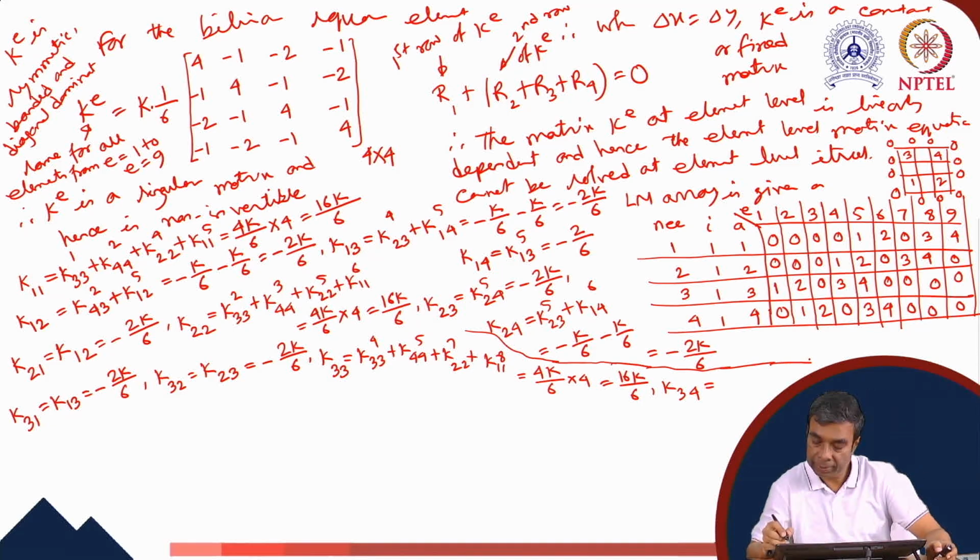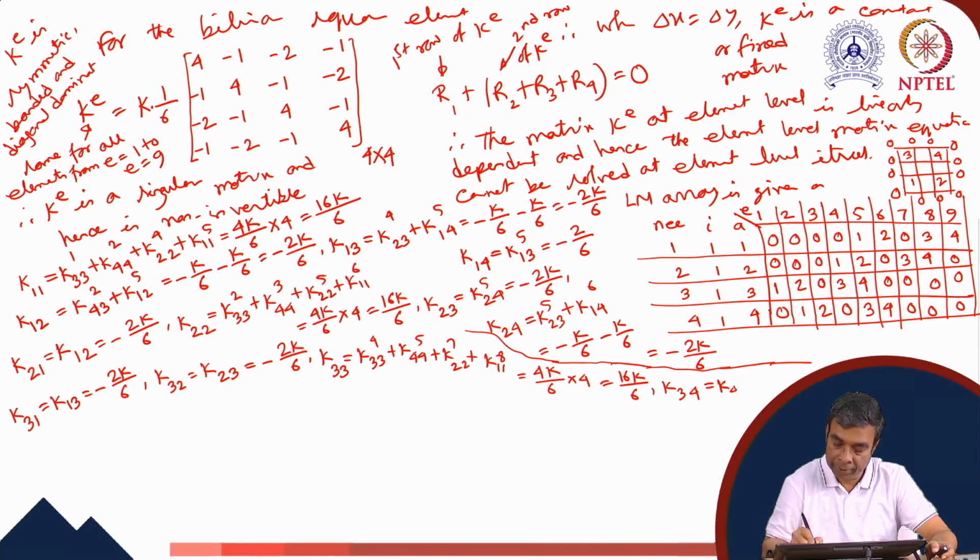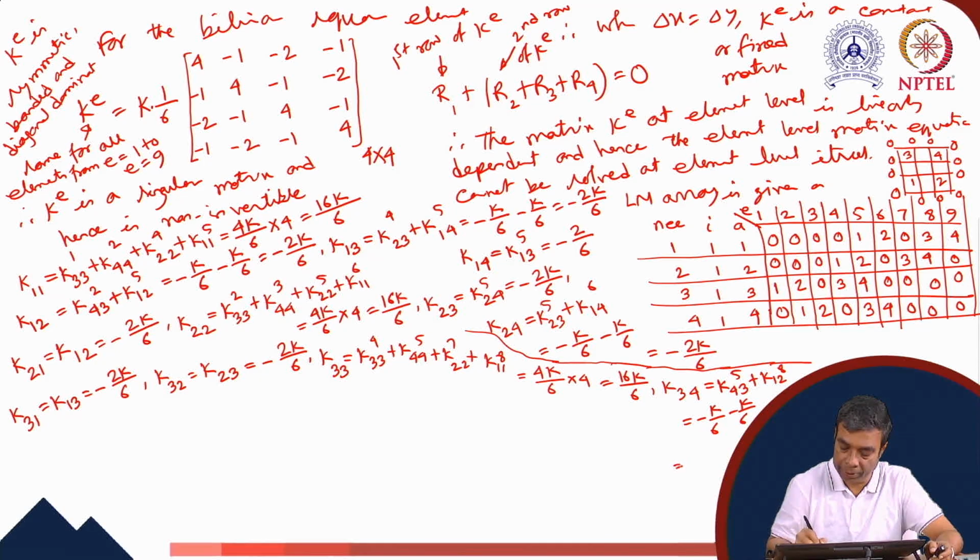K34, we can see that it is present in elements 5 and 8. For element 5, it is K^5_43, plus K^8_12. K^5_43 is minus K by 6, and K^8_12 is also minus K by 6. So here we get minus 2K by 6.